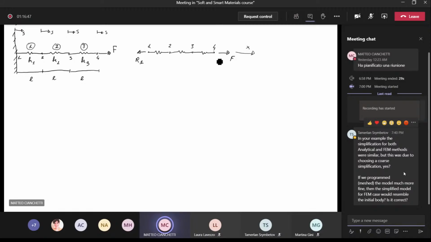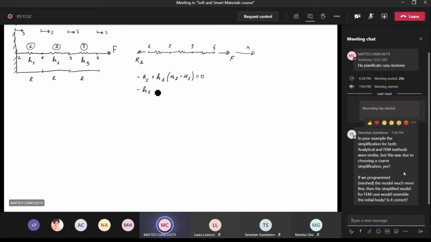Well, we can write, similarly to what we did before with the single element, the equilibrium on each node. So we are going to have 4 equations describing the equilibrium node by node. I'm not going to divide it graphically, but it's the same procedure that we did before for the single element. So minus R1 plus K1 (U2 minus U1) equal to 0.